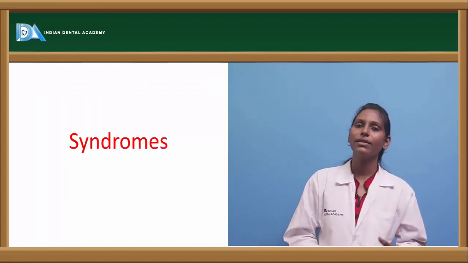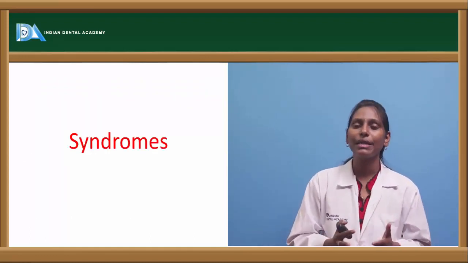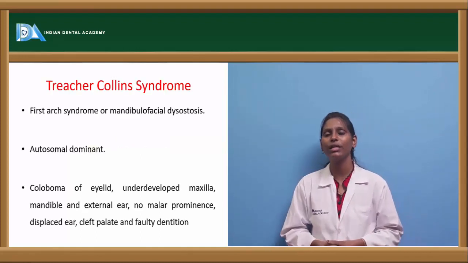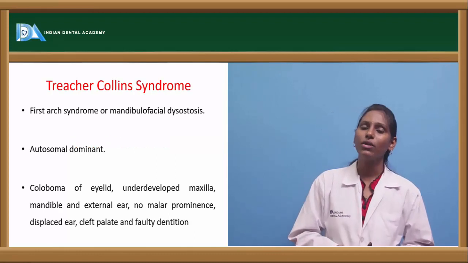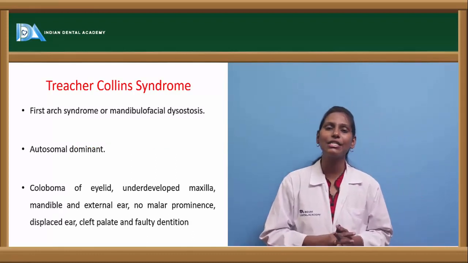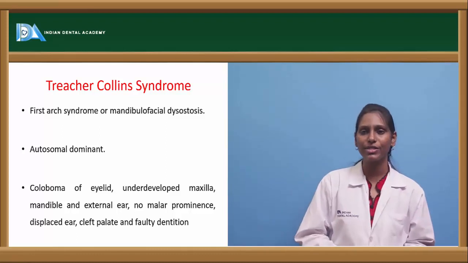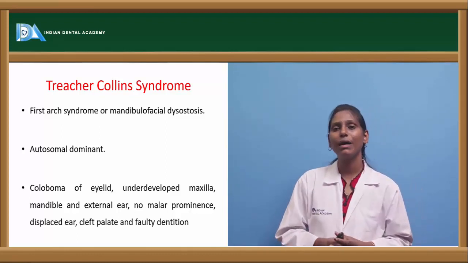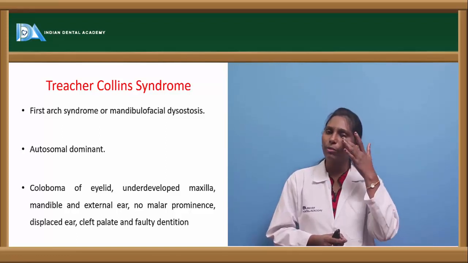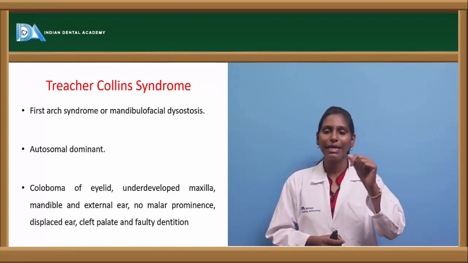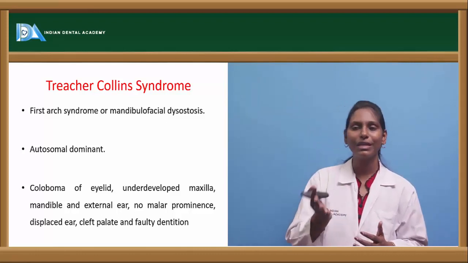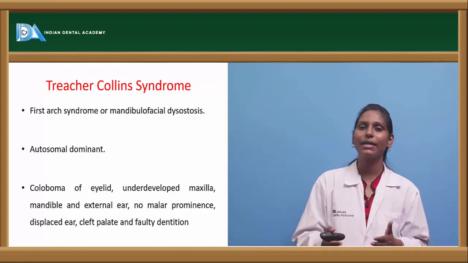So these are various anomalies that affect the tooth. Okay, now coming to some syndromes which we commonly encounter. Treacher-Collins syndrome, also called first arch syndrome or mandibulofacial dysostosis, is a condition that is autosomal dominant in nature. Usually it has various clinical manifestations like coloboma of the lower eyelid. Coloboma of the eyelid, as we all know, is an interruption within the eyelid formation, and then agenesis of one of the ears could be seen. Underdeveloped maxilla can be seen.